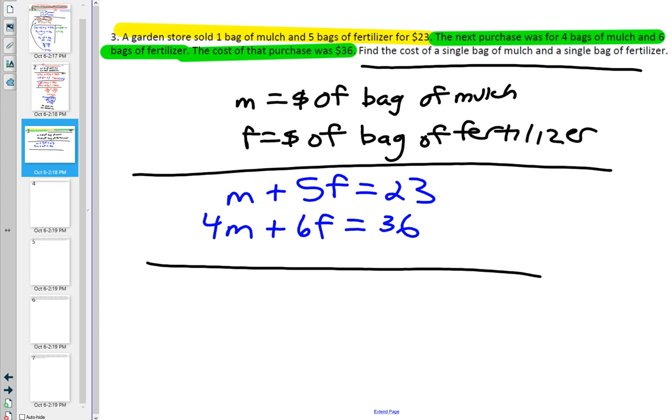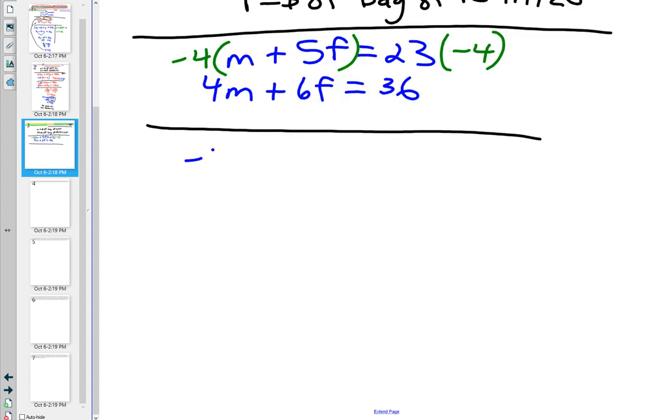Okay. And -4 on the top. Multiply by -4. Yeah. So now I would rewrite my system as -4M minus 20F is equal to -92. The bottom equation stays the same.